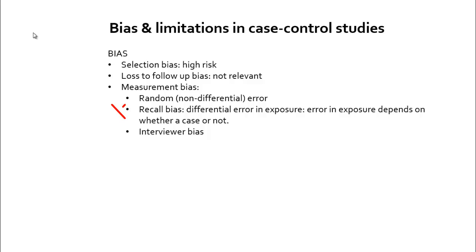However, if the error depends on whether an individual is a case or not, so-called differential measurement error, then it could bias results in either direction. And in the setting of a case control study, we call this recall bias. So this may occur for many reasons. For instance, a case may be more likely to report exposure or remember an exposure because they take the question more seriously and might subconsciously be attributing past exposures to their disease.